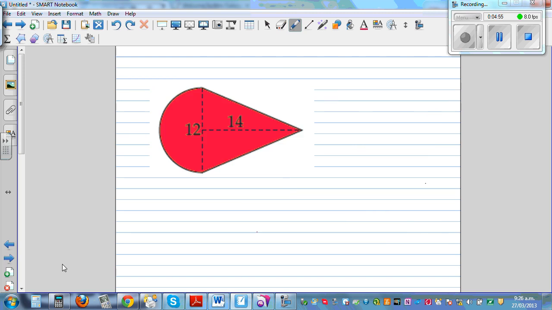Okay, the next question. Now this is a semicircle, and this is a triangle. So this is a triangle. The area of a triangle is base times height divided by 2, and this is a semicircle. So what's the base?